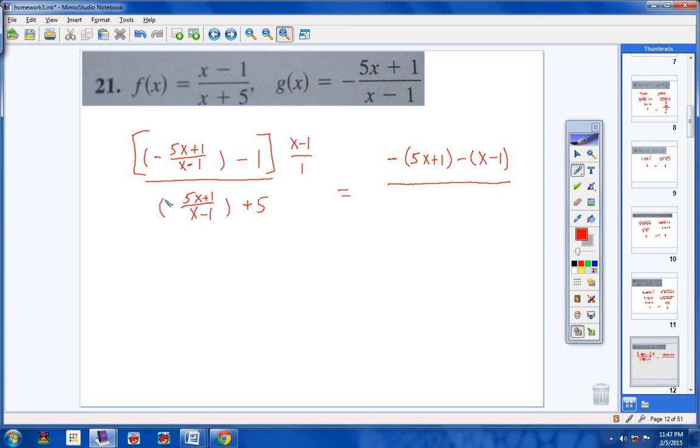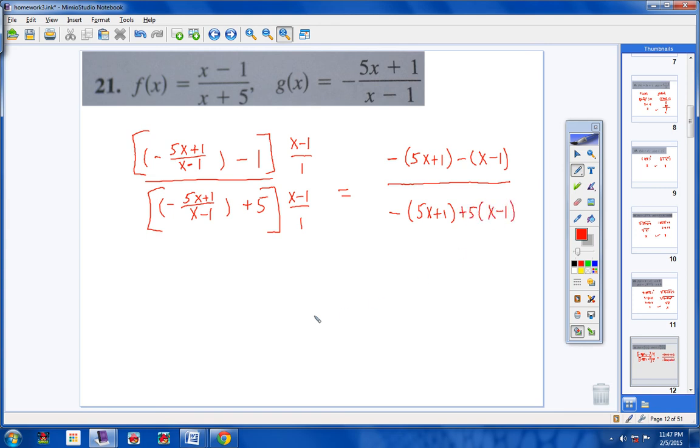So now let's multiply the denominator down here by the same thing, x minus 1 over 1. Well, your x minus 1 cancels with your x minus 1, so you're left with a negative (5x plus 1). And then plus 5, okay? So positive 5 times (x minus 1).